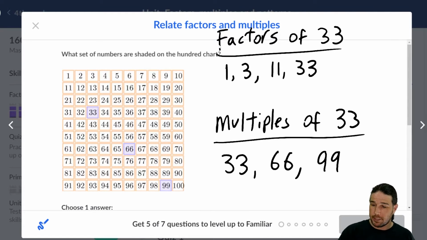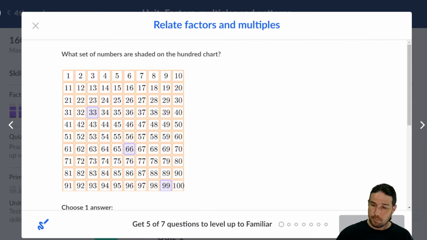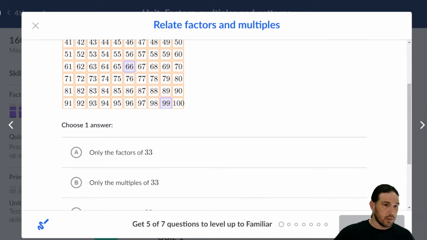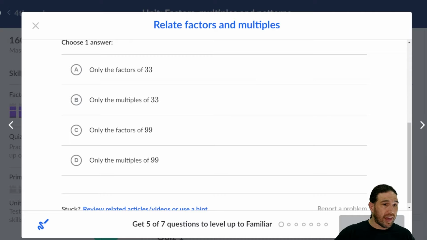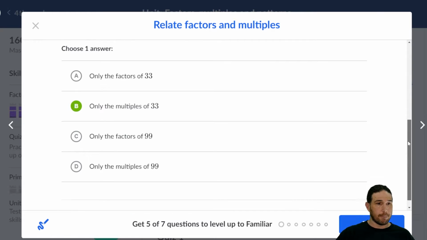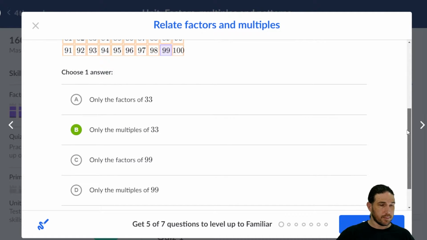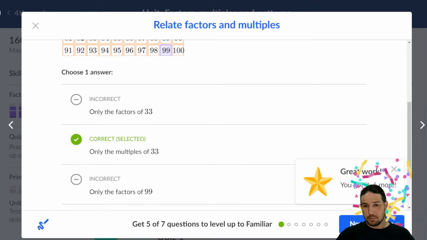So with that in mind, we know that there's only one answer. So we know that the multiples of 33 are in there. Nice.